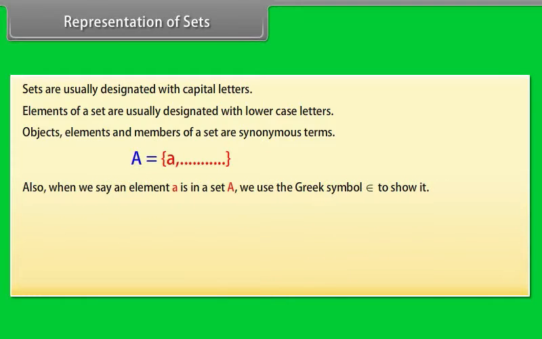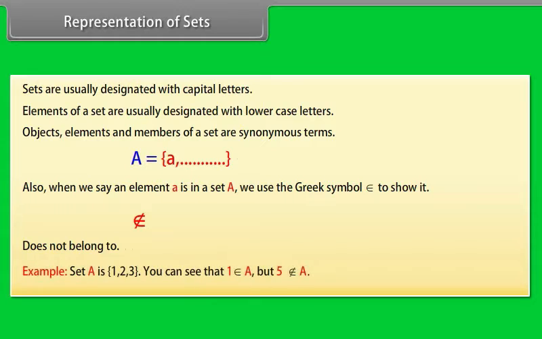Also, when we say an element a is in a set A, we use the Greek symbol epsilon to show it. Epsilon denotes the phrase belongs to, and if something is not in a set, use this symbol. This means does not belong to. Example, set A is {1, 2, 3}. You can see that 1 belongs to A, but 5 does not belong to A.